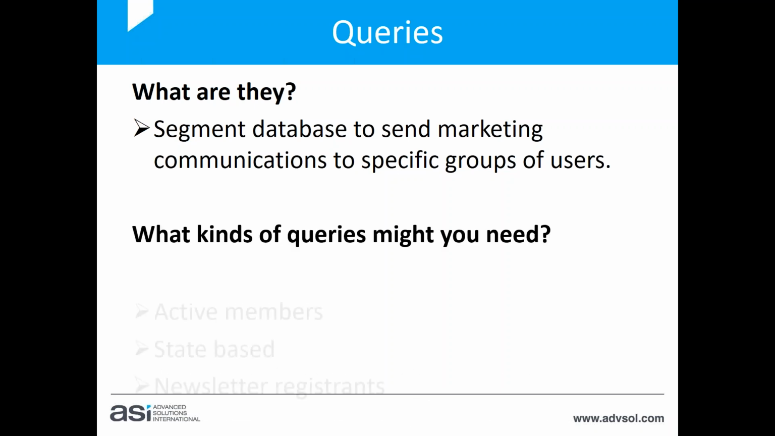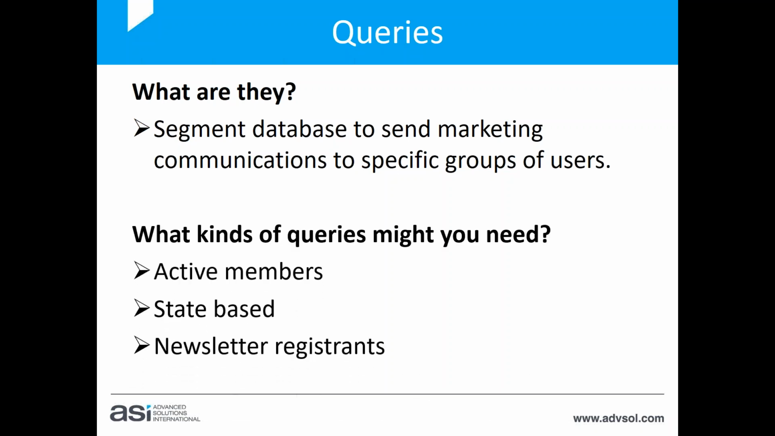So what kinds of queries might you need? It could be anything from current active members. You're sending out a members-only newsletter, so you only want to send it to the current active members. It could be based on state. So you've got an event in Queensland or New South Wales and you only wanted to send to those people in those states. Or people have signed up to receive a newsletter and you just want to send it to all of the people that are registered to receive your newsletter. So there's lots of options there.